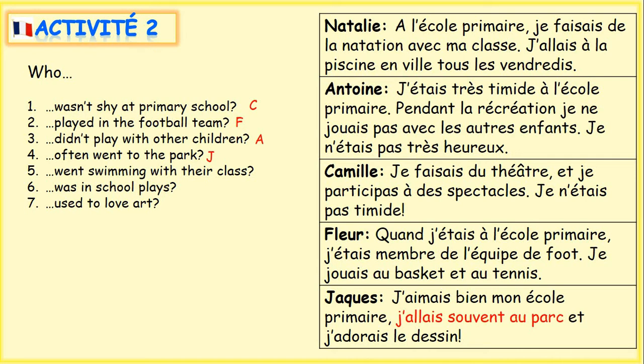Who went swimming with their class? And that is Nathalie. Je faisais de la natation avec ma classe. Who was in school plays? And that is Camille. Je participais à des spectacles. And who used to love art? We've got Jacques. J'adorais le dessin. Great work then, Year 10.